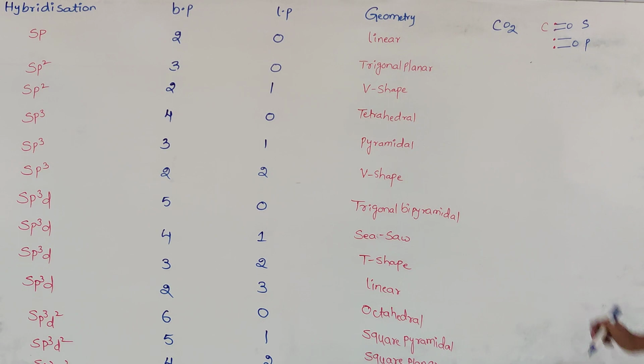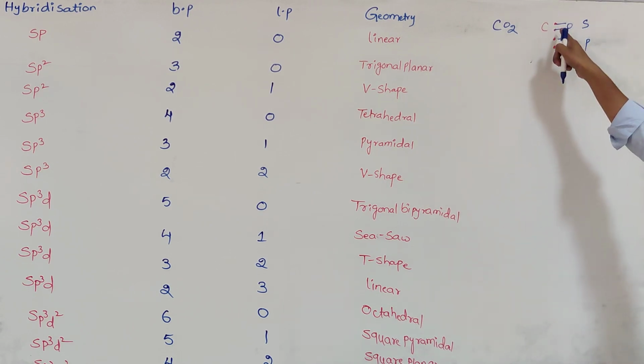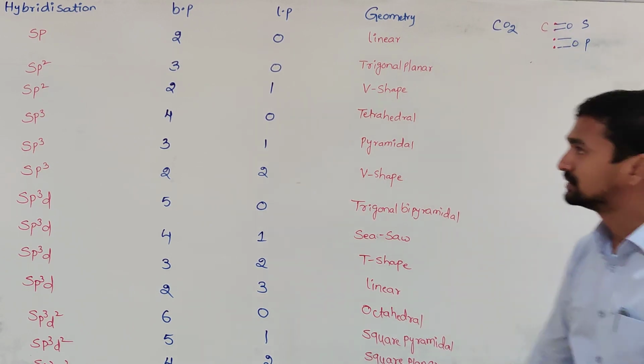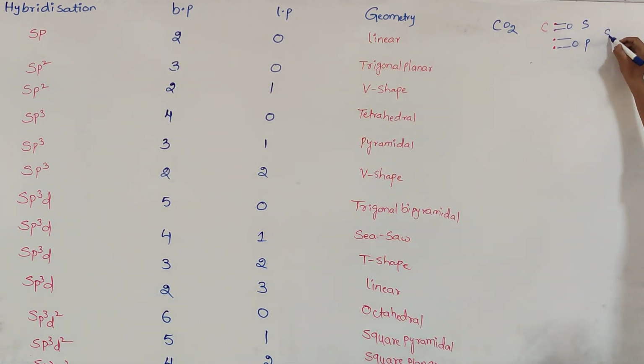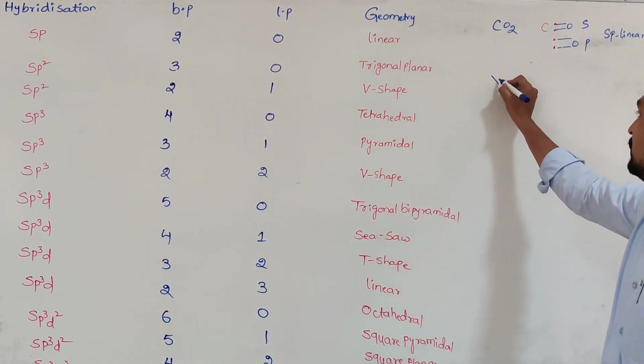sp hybridization. How many bond pairs are there? 1, 2. 2 bond pairs, sp hybridization. What is the geometry? Linear geometry. sp hybridization, linear geometry.